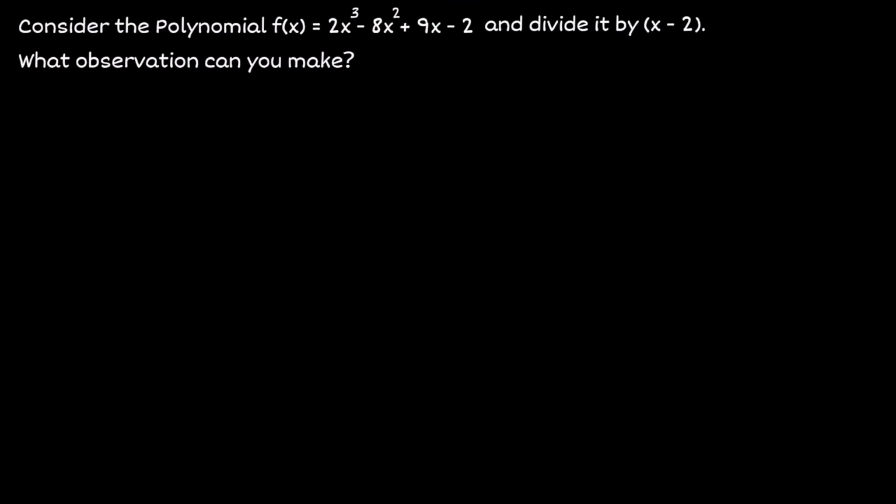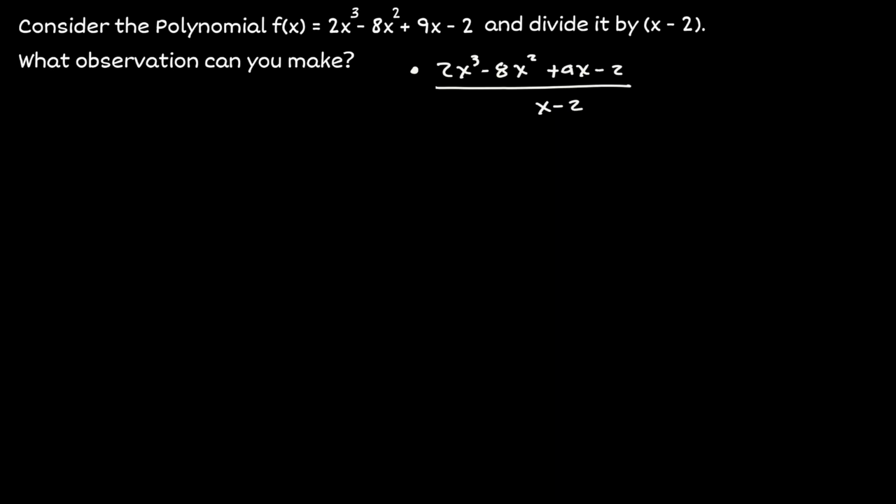Let's consider the polynomial f of x, and we want to see what would be the result if we divided by the expression x minus 2. So we are interested in finding out how we can rewrite the following expression, where f of x is in the numerator and x minus 2 is in the denominator. We're looking for the result of this quotient.